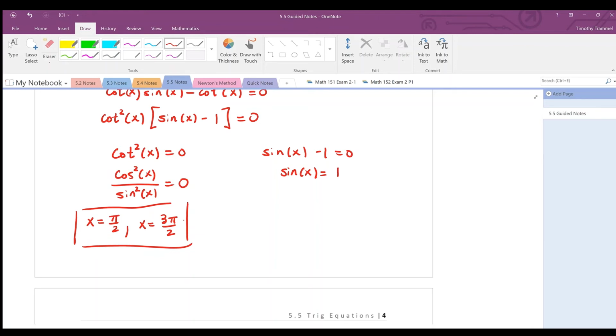Now we're going to move on to some examples where we're going to have actually more solutions in that interval from 0 to 2 pi. Okay, we might have 4, 5, 6 solutions or maybe even more.